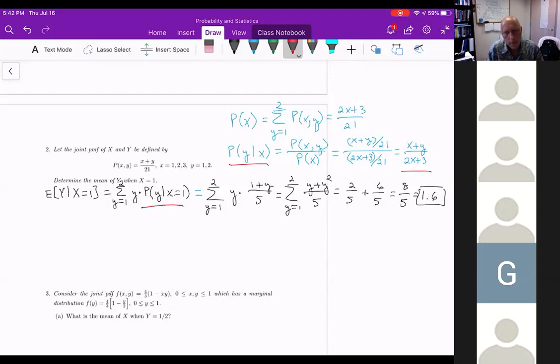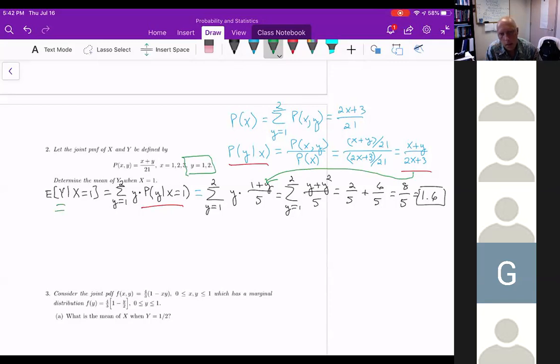Oh, I guess. Sydney, do you see it? Oh, okay. Yeah. But you use y equals 1 to 2 because you're defining y or something? Because the mean is with respect to y. So you're using y's support, which is 1 and 2.